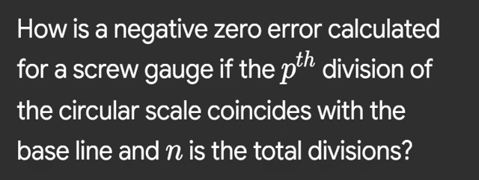Next question. How is a negative zero error calculated for the screw gauge if the P division of the circular scale coincides with the baseline and n is the total divisions? So here you can mention the formula, but do not use any other variable. The variable to be used is already given in the question.